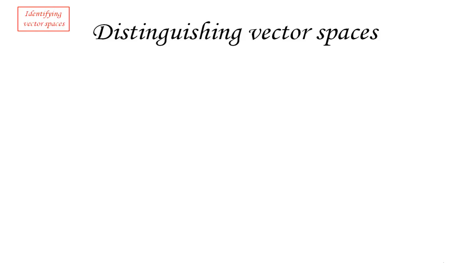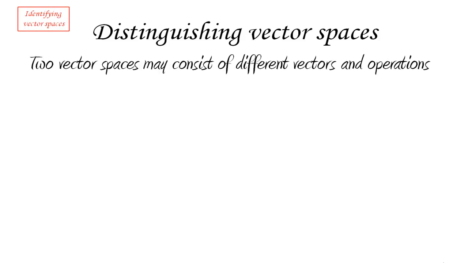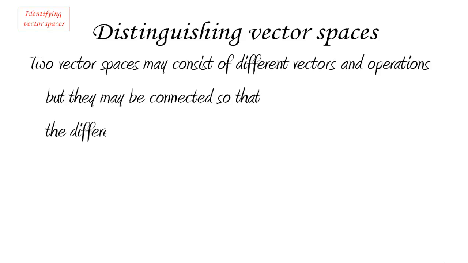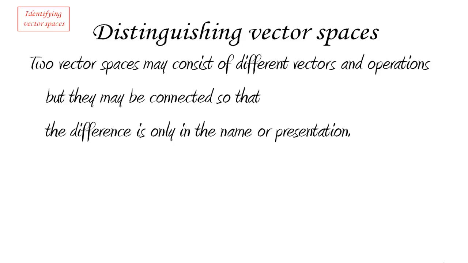One other important thing to notice about vector spaces is the following. Sometimes you may have two vector spaces that actually consist of different vectors and sometimes even different operations. But they may be connected to one another so that the difference is only in the name or the presentation. In other words, the vectors are named or represented or imagined differently, and the operations are also presented differently, but you can connect them in such a way that they end up being the same thing. When this happens, we say that the two vector spaces are isomorphic.